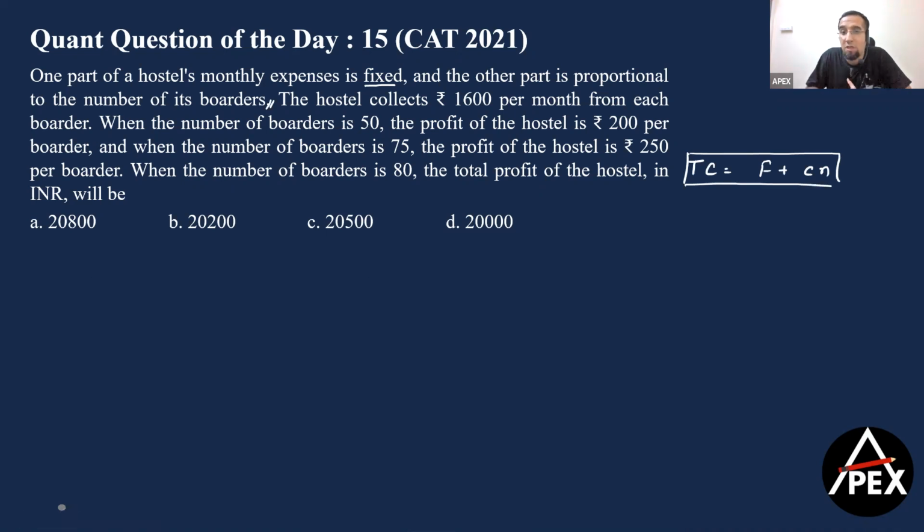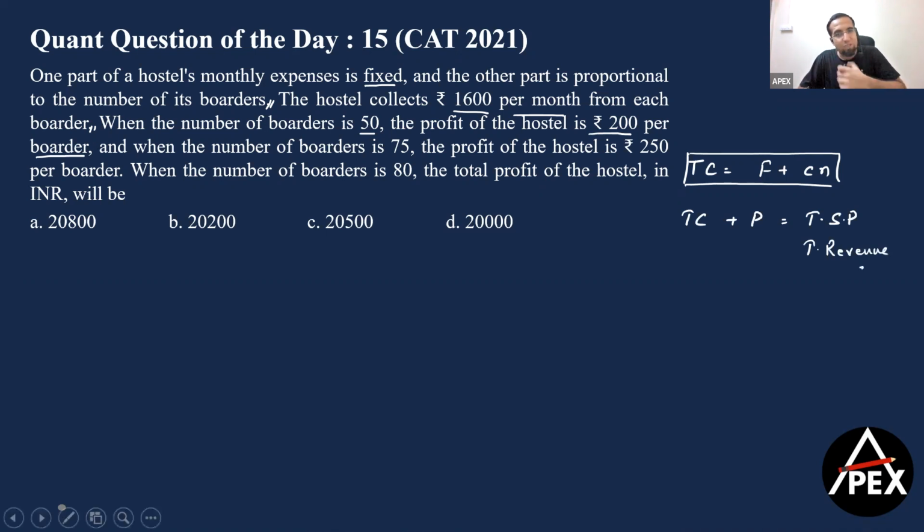The hostel collects 1600 rupees per month from each boarder. Now when the number of boarders is 50, the profit of the hostel is 200 rupees per boarder. Now this is what makes this question very interesting, which means there is a total cost and the hostel is also making some profit. So total cost plus profit should be equal to the amount collected. The amount collected is nothing but the total selling price, or the total revenue. So how do I go ahead if I need to simplify this question?